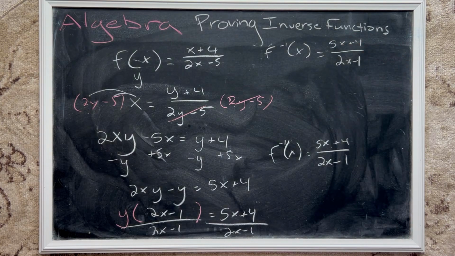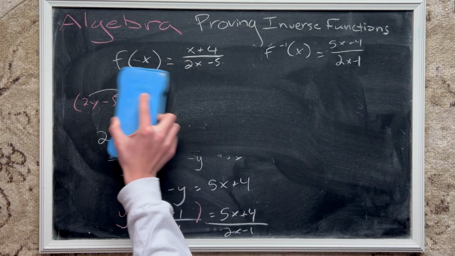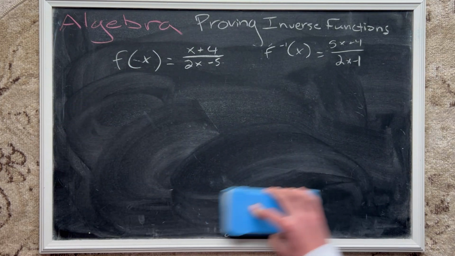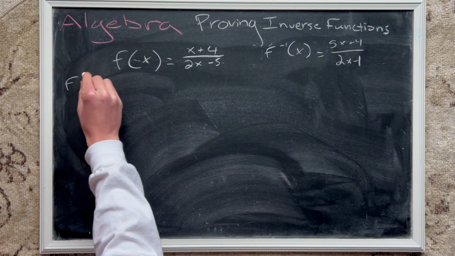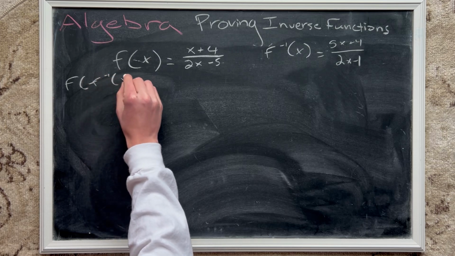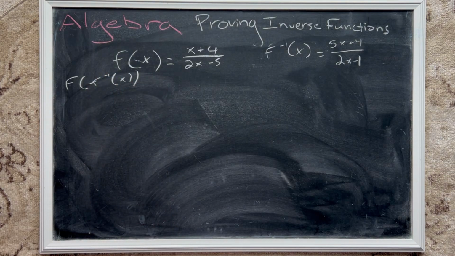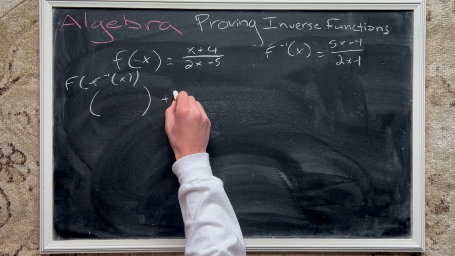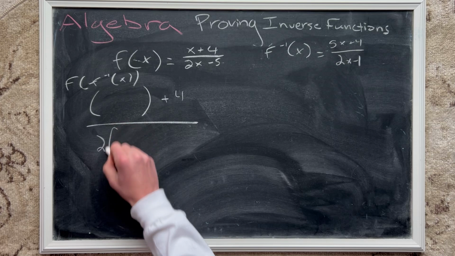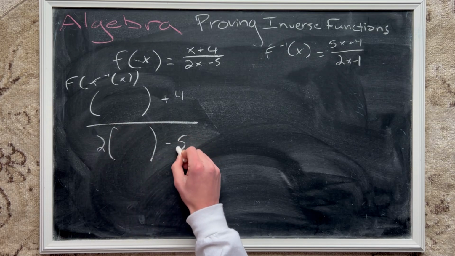So let me erase this. A little more space, because this does take up a lot of space. So let's begin with f of f inverse of x. Let's start with f of x, the outside function. So we're going to leave a space, plus 4 over 2 times, minus 5.